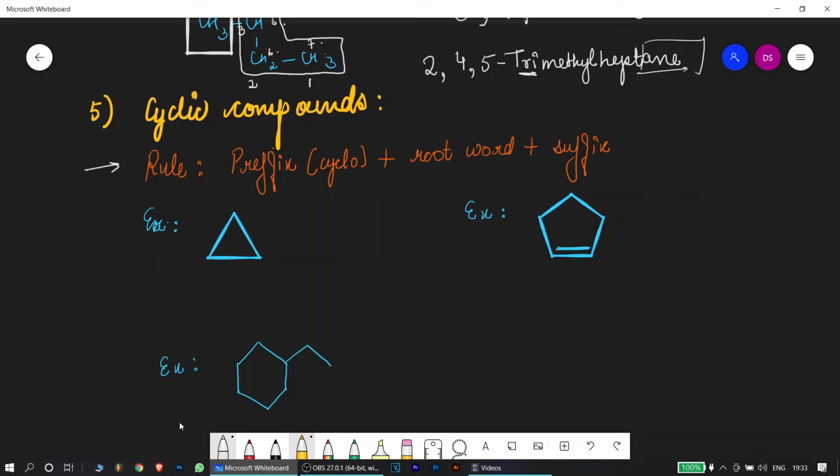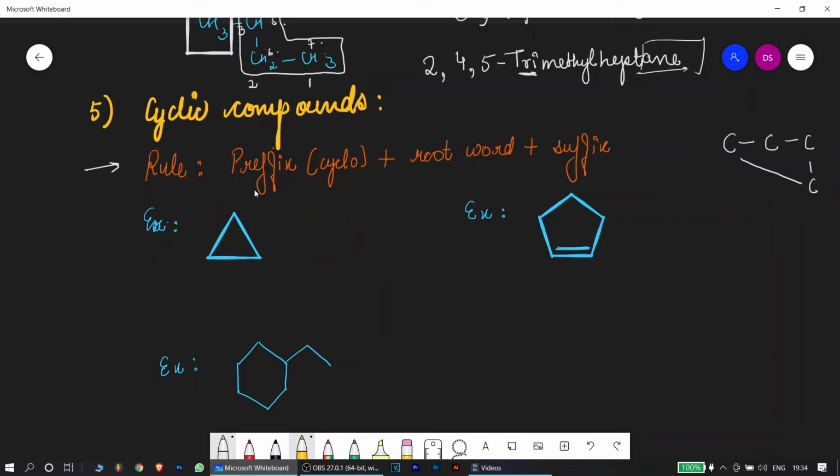Cyclic compounds are those compounds in which one carbon atom is connected to another carbon atom in such a way that they make a cycle. What I mean to say over here is, suppose you have a carbon atom here, and then another carbon, then another carbon, then another carbon. If I join these two carbons together, then it is going to make a cyclic compound, because there is a cycle between the different carbon atoms. Right? Now, coming to the naming.